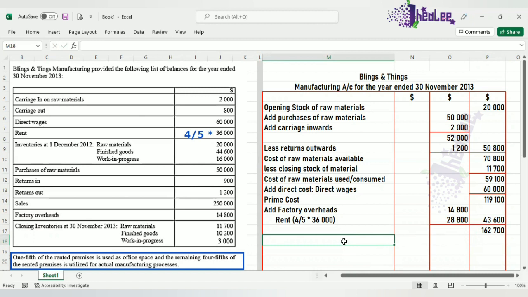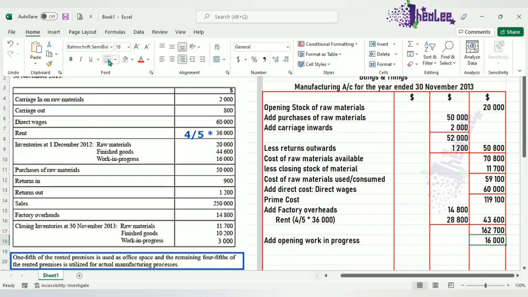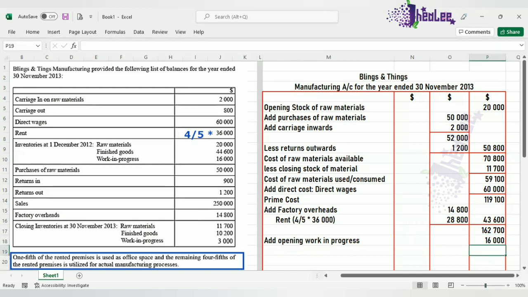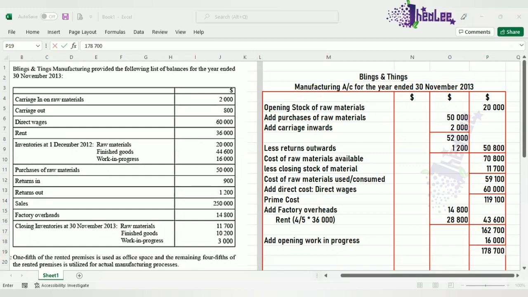Now, because we have work in progress, we're going to add opening work in progress. And remember, it is also called work in process. And the opening work in progress is $16,000. When we add this opening work in process to the $162,700, we get a total of $178,700. And our next aim is to subtract our closing work in process.